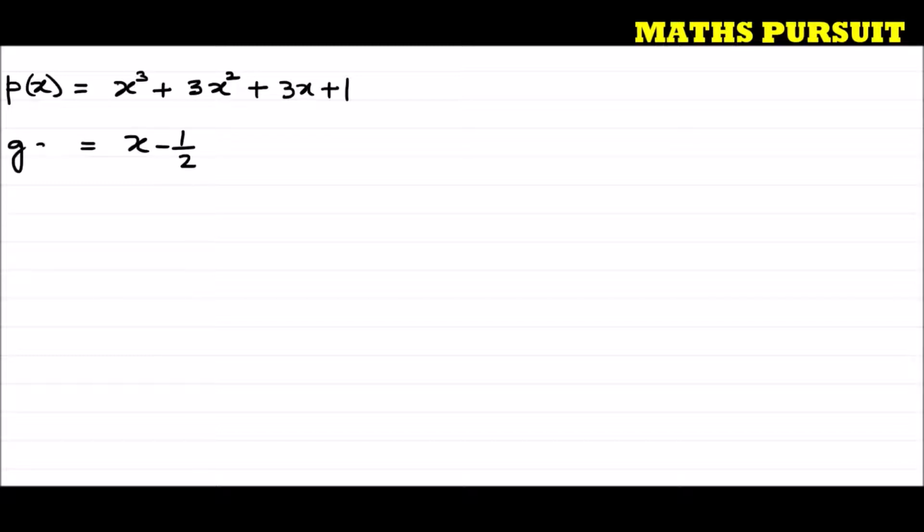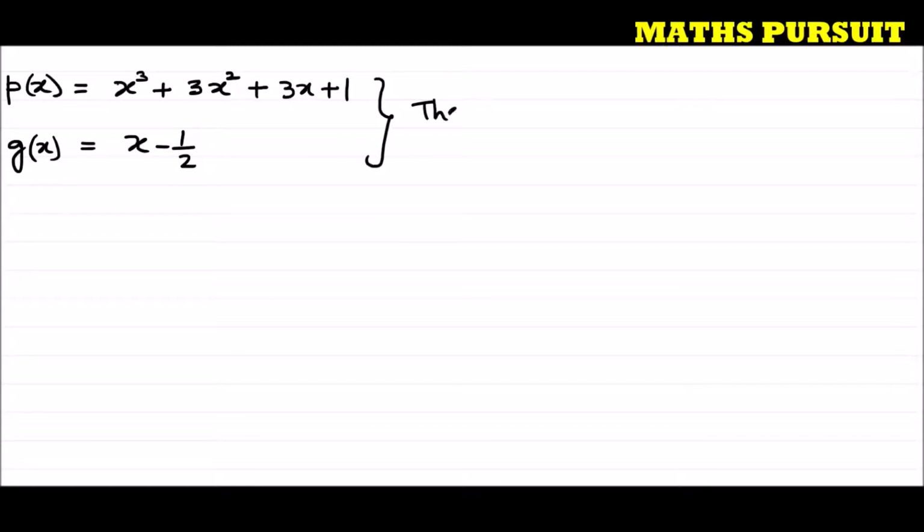The question has given us this polynomial, x to the power 3 plus 3x to the power 2 plus 3x plus 1. Let this polynomial be p(x). I am just assigning p(x) as this polynomial. And the question is asking us to find the remainder when p(x) is divided by x minus 1 by 2. The other polynomial that the question has given us is x minus 1 by 2. Let this polynomial be g(x), and we are going to find the remainder.